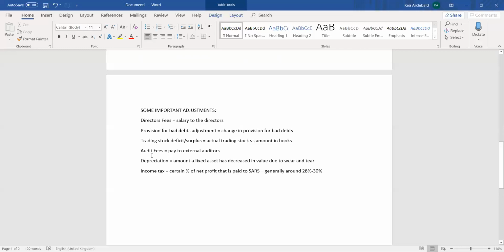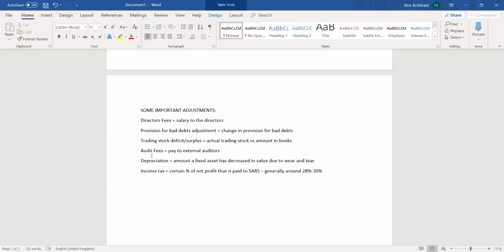Audit fees. These are fees that we pay to external auditors. These are people that come in to check that our company is flowing ethically and that there are no errors in our recording and reporting.